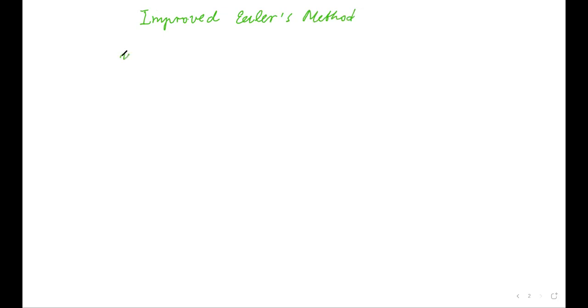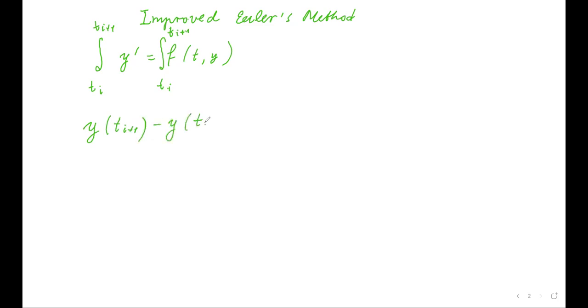Well, if you write down the equation y prime equals f of t, y, and integrate it on both sides, integrating between t_i and t_{i+1}, along one step, then because the integral and the derivative cancel each other, we get the solution at point t_{i+1}, according to the Newton-Leibniz formula, minus the solution at t_i.